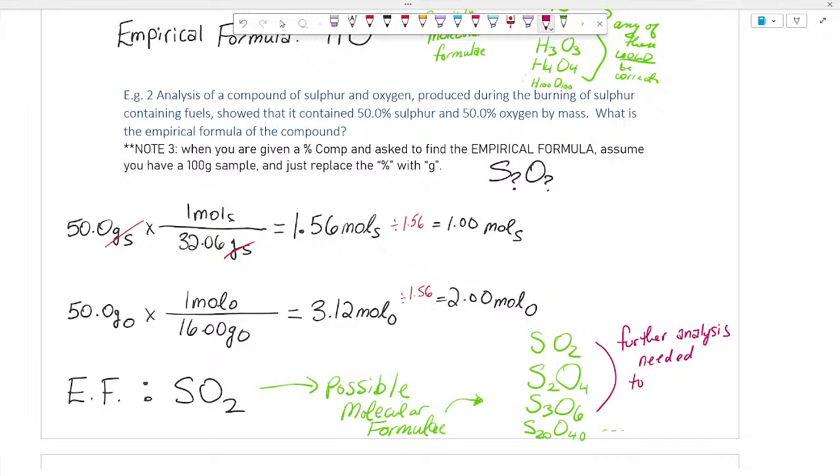So further analysis is needed to identify which is correct.